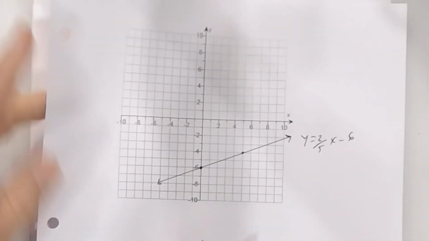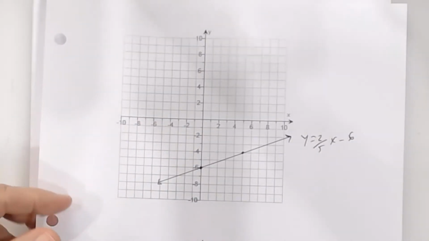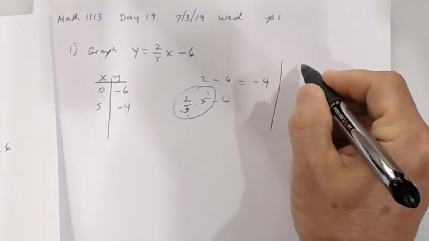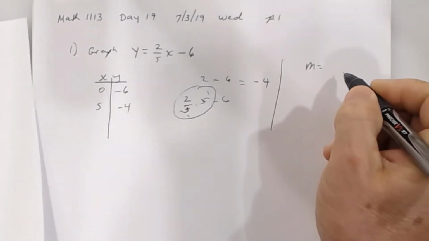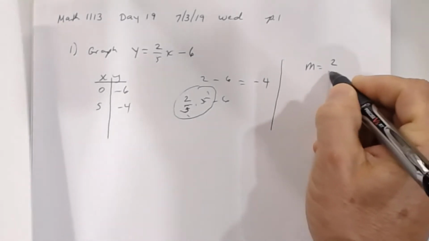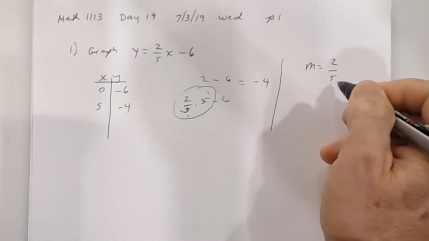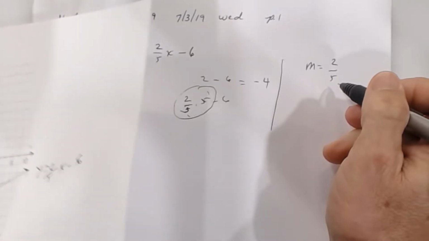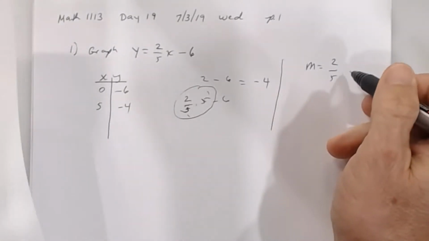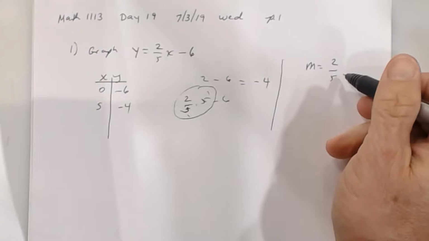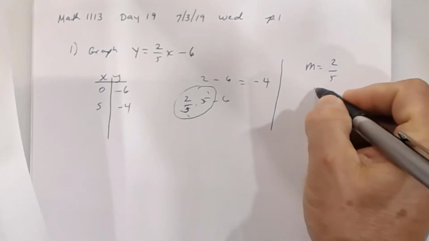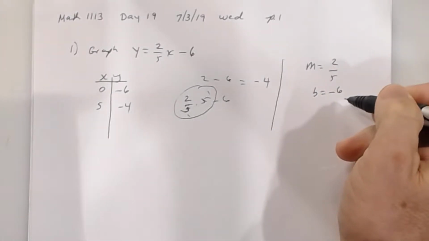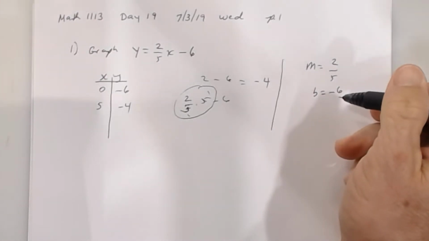All right, then, again, you could have done this using slope and intercept. So if you want to use slope and intercept, what's the slope? 2 fifths. Not 2 fifths x, right? I've had to mention that several times. Some of you still turned in something with 2 fifths x as the slope. It's only 2 fifths. What's the y-intercept? Negative 6.